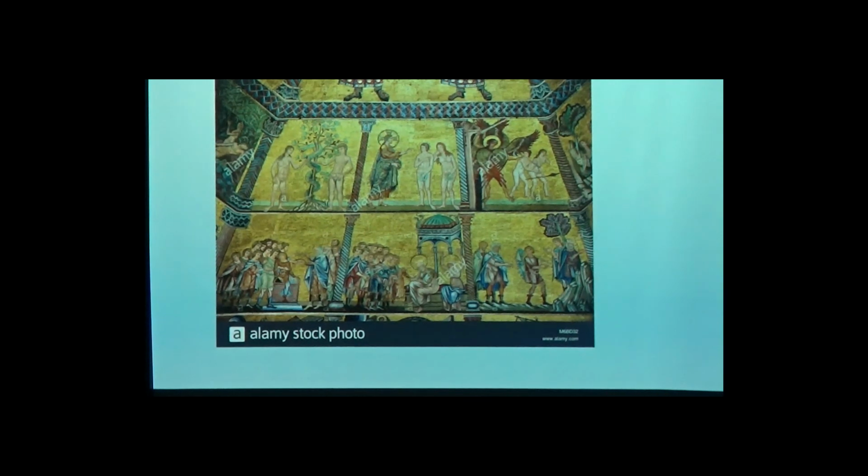Now look at the middle panel. What's going on here? Still Adam and Eve, and they're being judged. He's chastising him. And what is Adam doing? Covering his stuff? No. Adam is pointing to her. It wasn't me. It's her, she's the one.